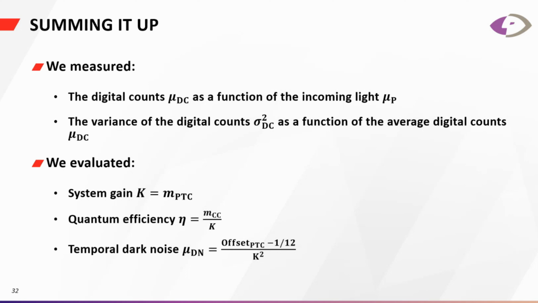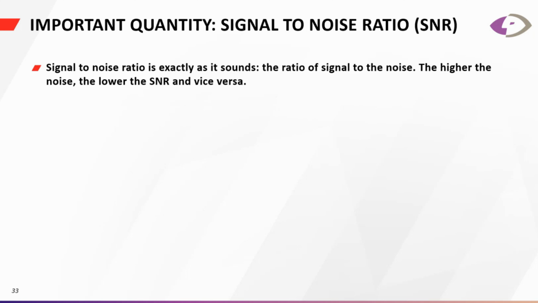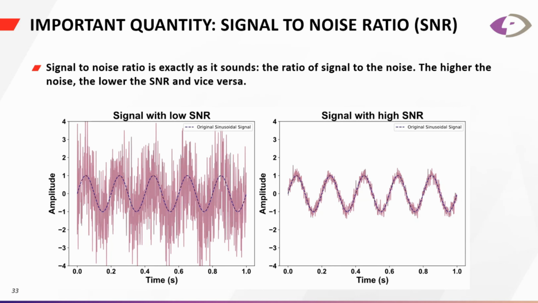So moving along, there are some other important quantities in the EMVA 1288 spec sheet. The first one is signal to noise ratio, or SNR. The signal to noise ratio is exactly as it sounds. It's the ratio of the signal to the noise. The higher the noise, the lower the SNR, and vice versa. Graphically, it looks like this. There's a sinusoidal signal on the left, and it's very noisy, so very low SNR. And there's a sinusoidal signal on the right, which is not very noisy, so a very high SNR. And you can make out the original sinusoidal signal very easily on the right side, but perhaps not very easily on the left side.